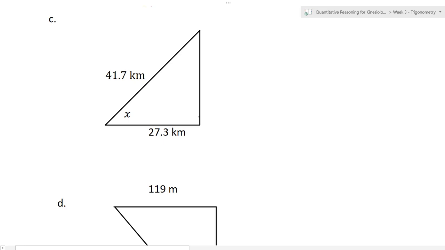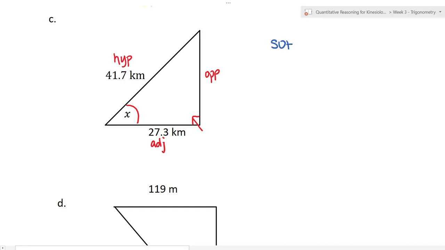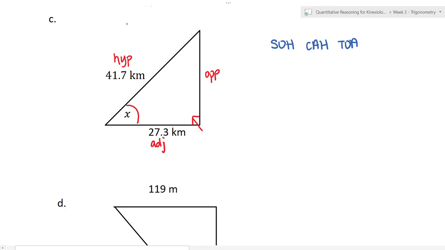So our 90-degree angle is right here. That makes this side our hypotenuse. Our angle that we're looking for is right here, so that makes this side our opposite, leaving our remaining side as the adjacent. Now I'm going to write SOH CAH TOA. I'm going to highlight the 2 sides that I know. I know the hypotenuse and I know the adjacent. H and A, that would be CAH.